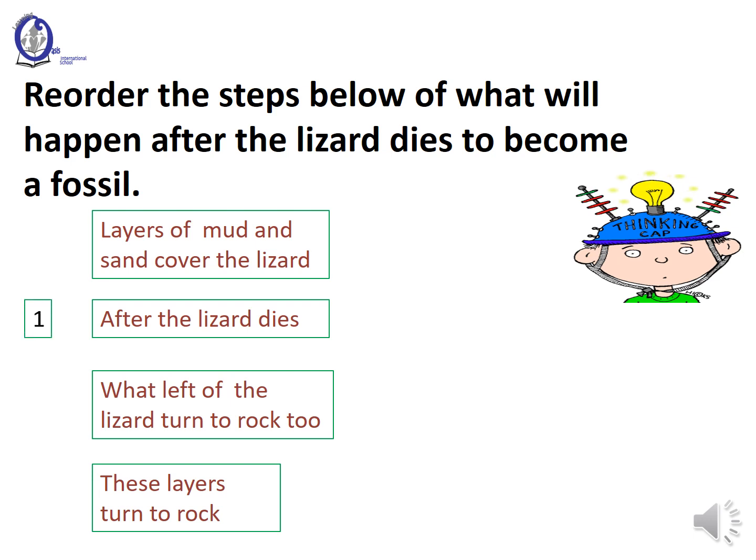Super. Number one, the lizard dies. Number two. Excellent. Layers of mud and sand cover the lizard. Number three. Super. These layers turn to rock. And at the end, what is left of the lizard turned to rock too?